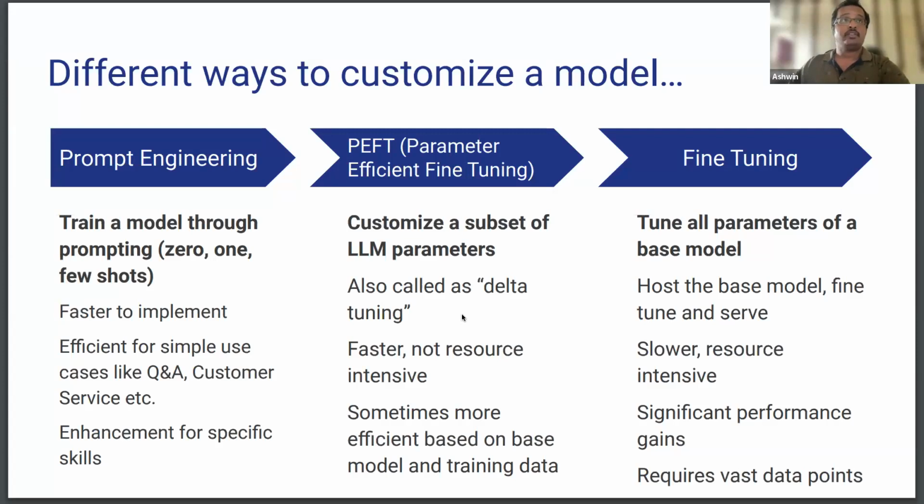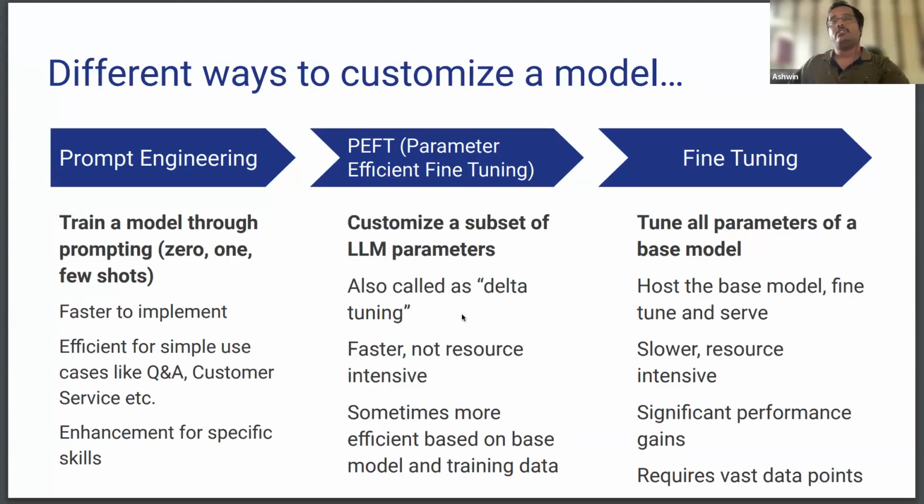So the advantage here is that it's faster to implement. It's efficient for simple use cases. For example, if you want to set up a Q&A bot or a customer service bot where you want it to train on the data that you have, your organization process, for example, this is the easier way to go, and all the popular models support this. It's also useful for enhancement of specific skills.